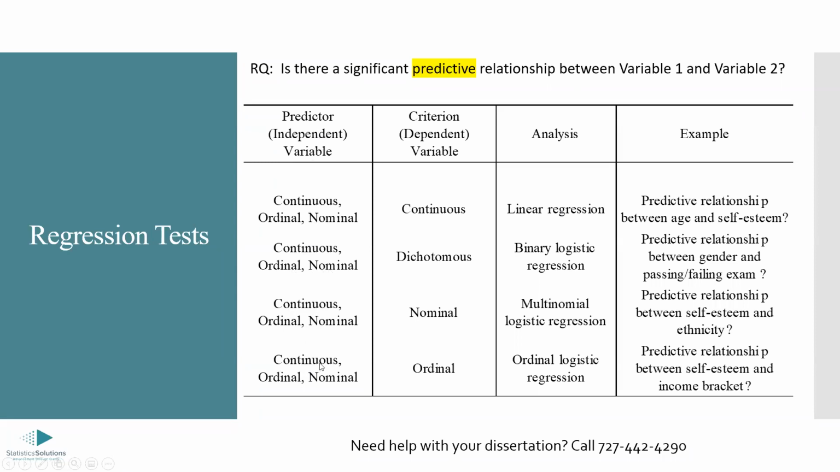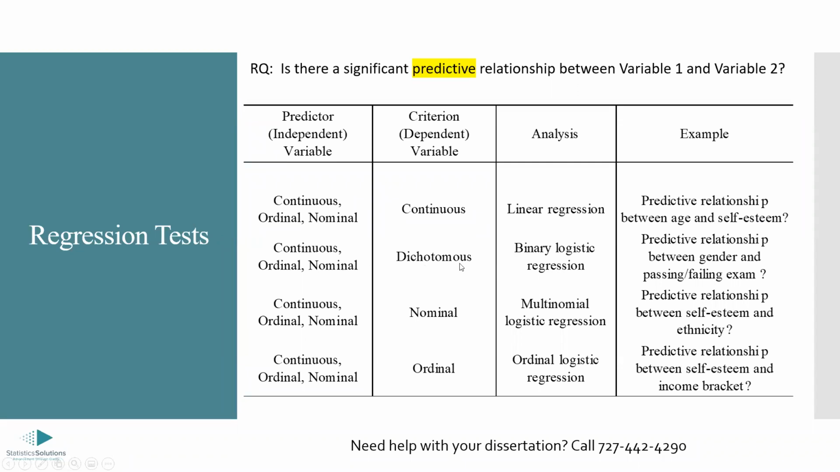The choice of regression model depends on your outcome variable or your dependent variable, also called a criterion variable in a regression model. So if you have a continuous outcome, like what is the predictive relationship between age and self-esteem, you would use a linear regression model. You could also input multiple predictors here. So instead of just age, you could put age, ethnicity, education level, income bracket. How do those predict self-esteem? That would be a multiple linear regression because you have multiple predictor variables.